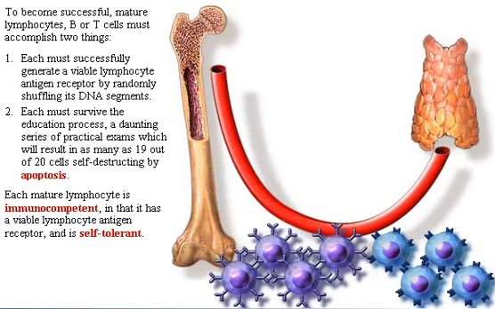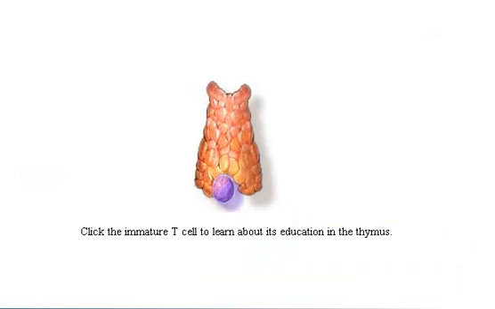Each mature lymphocyte is immunocompetent in that it has a viable lymphocyte antigen receptor and is self-tolerant. It will not react to self-antigens. Click the immature T cell to learn about its education in the thymus.